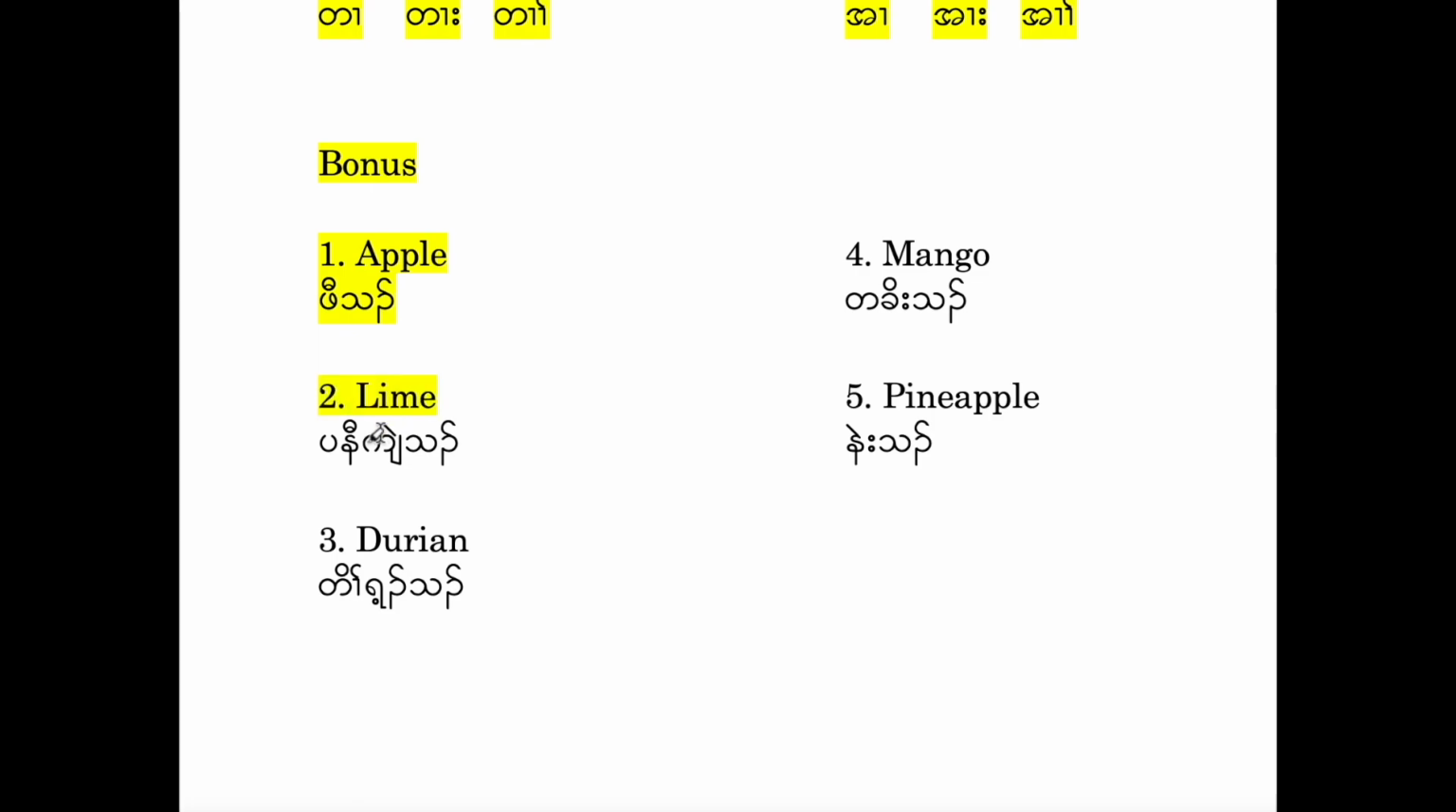In Korean, you say banokle, banokle tha. Number 3, durian. Durian in Korean is doritha. 4, mango. Mango in Korean is dakotha. Number 5, pineapple. Pineapple in Korean is netha.